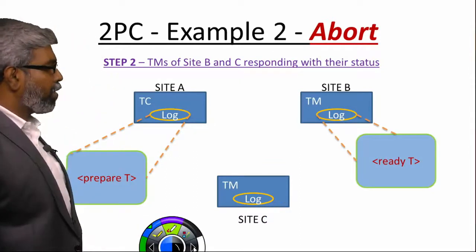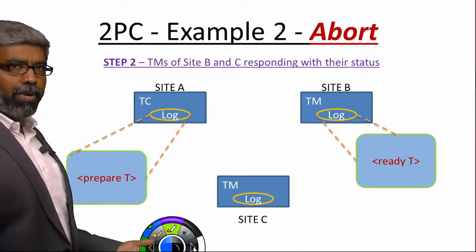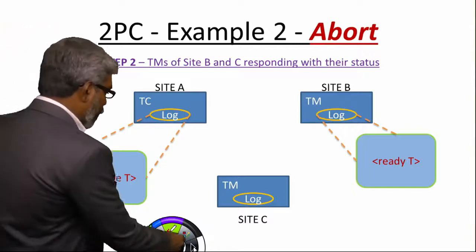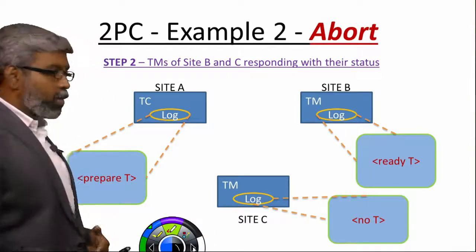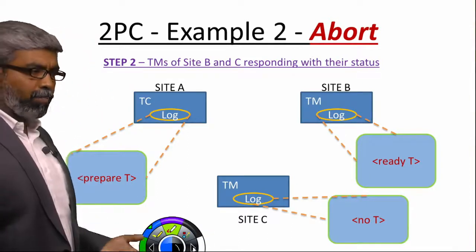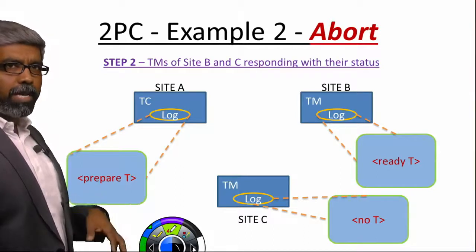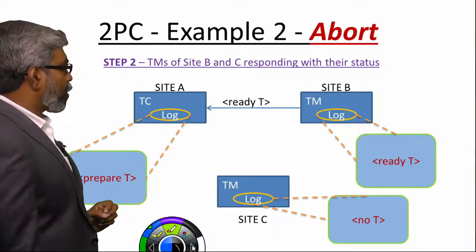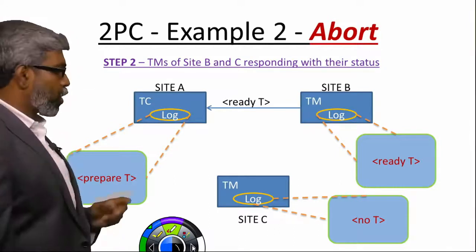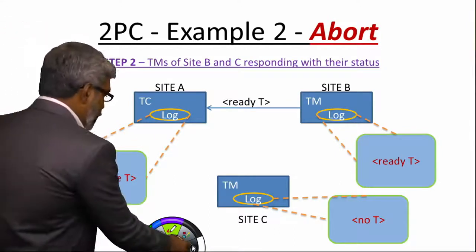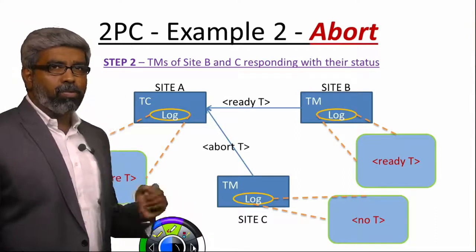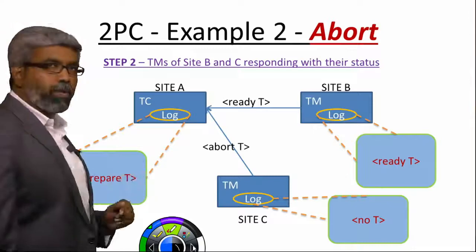In step 2, upon receiving this message, the participating sites are going to respond with a message. For example, site B is ready to commit, so it writes a ready T message in its log file. Site C is not ready to commit for some reason, so it writes no T in its log file. Now site B is going to respond with a ready T message because it is ready to commit, but site C responds with an abort T message because it is not ready to commit. This is how they respond.